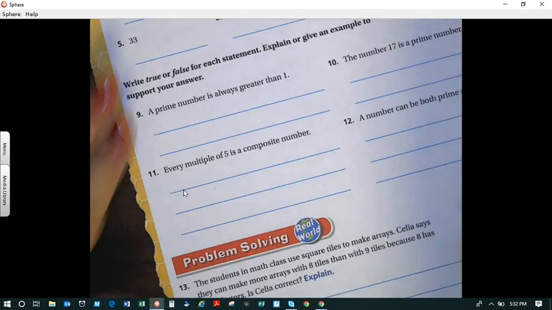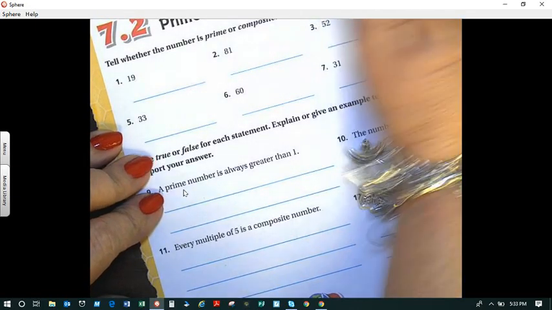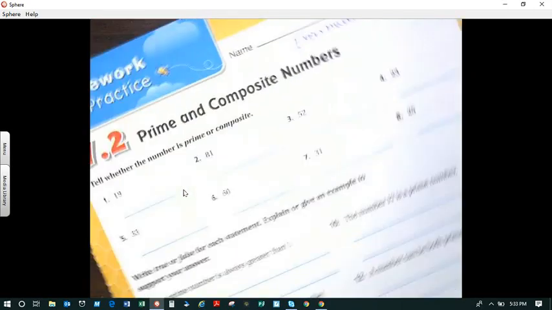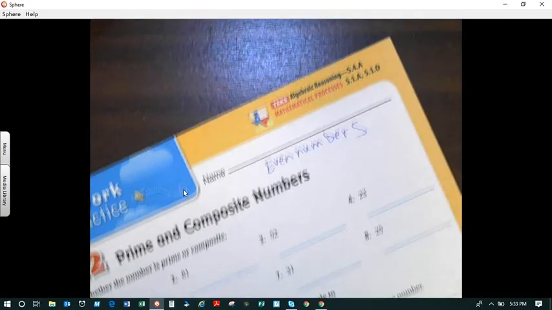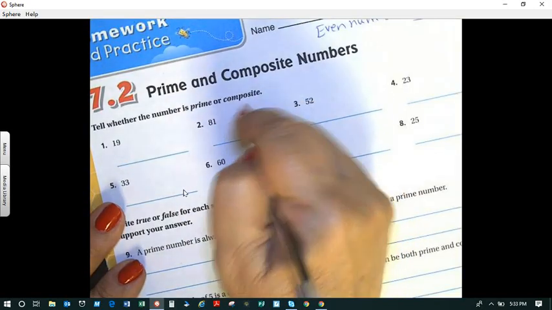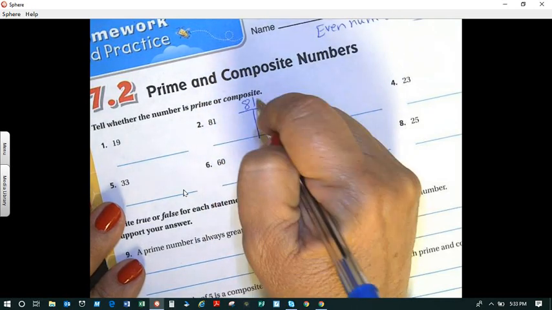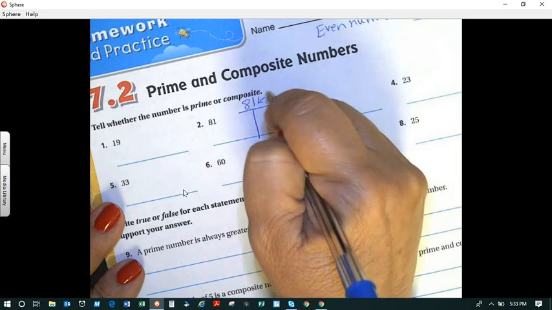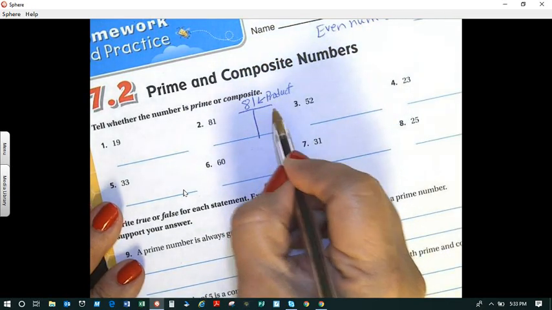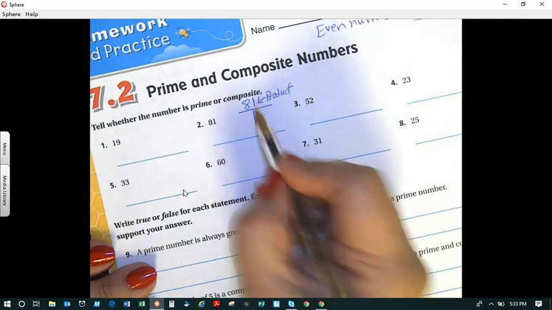Alright, so we were doing even numbers, and that's what I was putting down, even numbers. We did number 2 together in class, and I was letting you know that you needed to do it as a T-chart, where this top number is the product, and then you're finding the factors that will give you the product of 81. And remember, product is the answer to a multiplication problem.